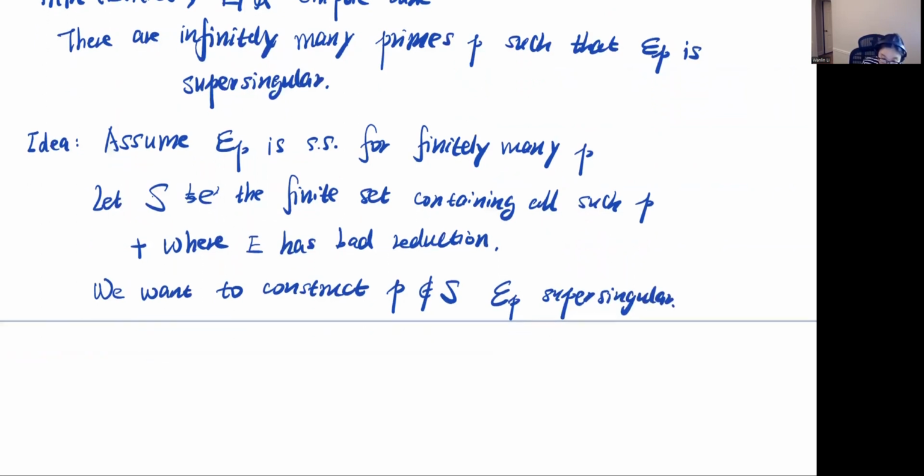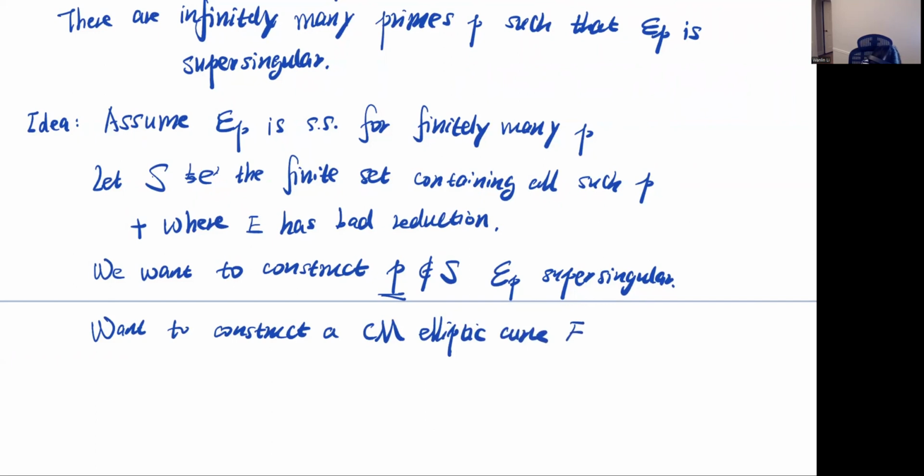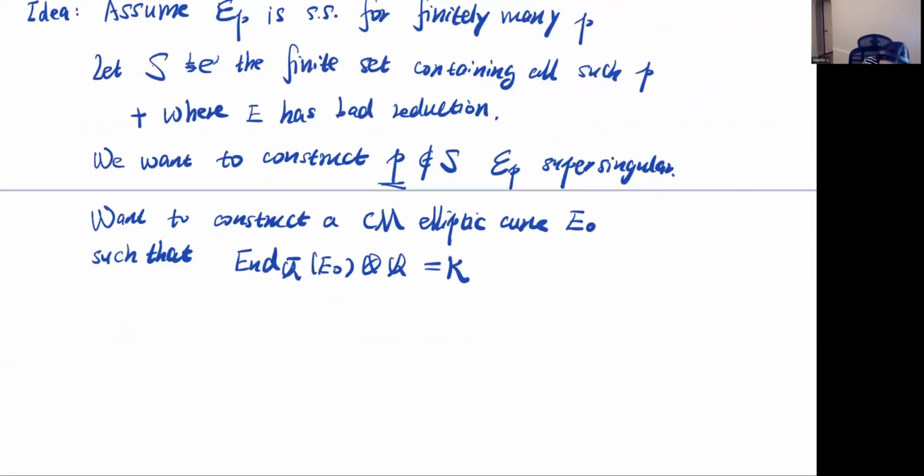Well, how would you do that? So, the idea is to construct such a p. What you want to do is construct a CM curve E naught, such that, let's call the endomorphism algebra of E naught an imaginary quadratic field K. So we want E naught to satisfy.